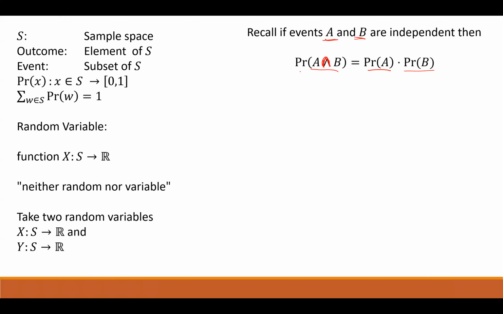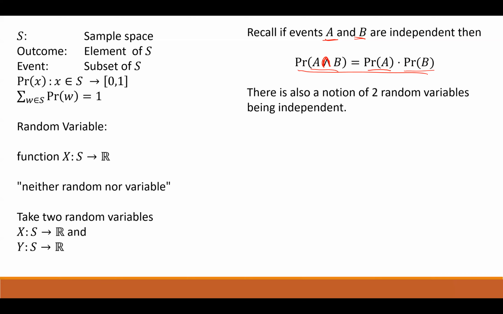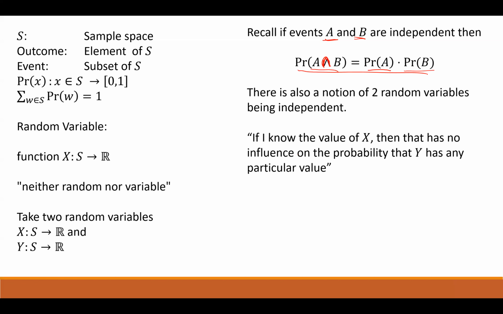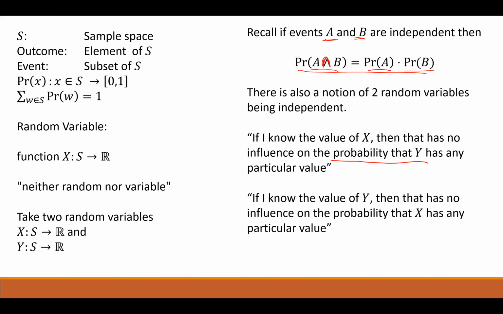Okay, so if I have 2 events and I verify this equation, then they're independent events. And since our random variables define events, we can talk about 2 random variables being independent. So what that means is that, well, in English, if I know the value of x, then I know some event has happened. And then I can ask myself, does that have any influence on the probability that y has any particular value? And likewise, if I know the value of y, then I also know an event has happened. Now, does that give me any information on the probability that x has any particular value?